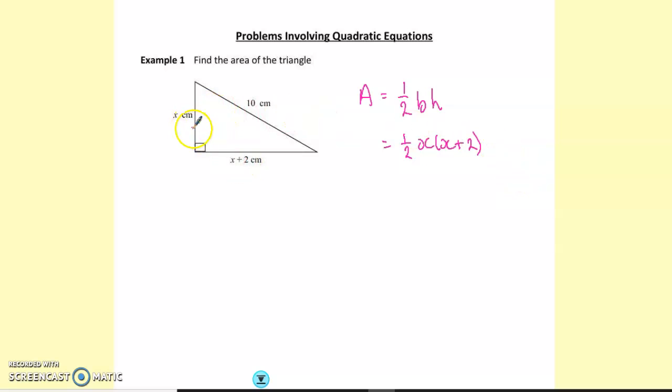Pythagoras tells me the two shorter sides squared and added is equal to the longest side squared. So x plus 2 squared plus x squared is equal to 10 squared. That's just by Pythagoras.